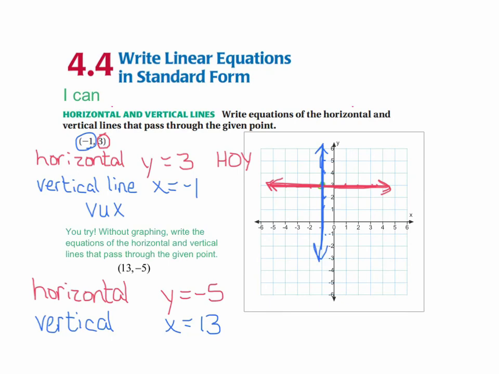All right. Did you get it? A horizontal line's equation is always y equals something. What does y equal? Y equals the y-coordinate of the point. A vertical line is always x equals something. What does x equal? X has to equal the x-coordinate of the point. So that's why I put 13 for x and -5 for y.